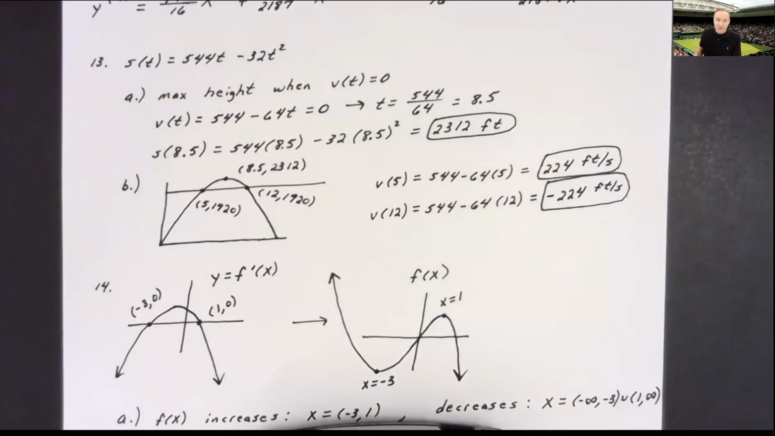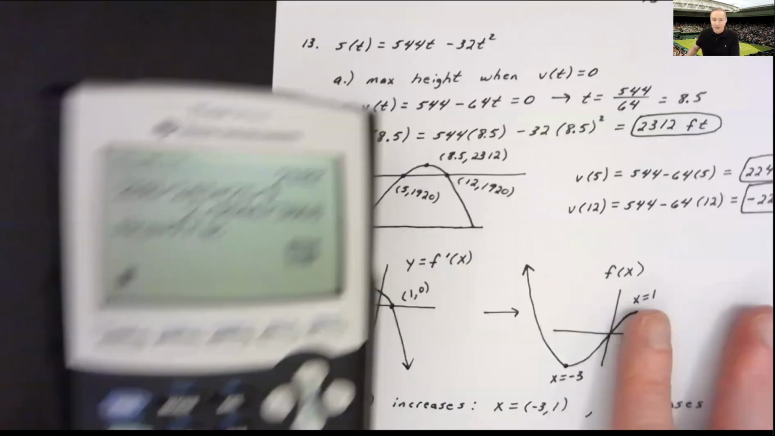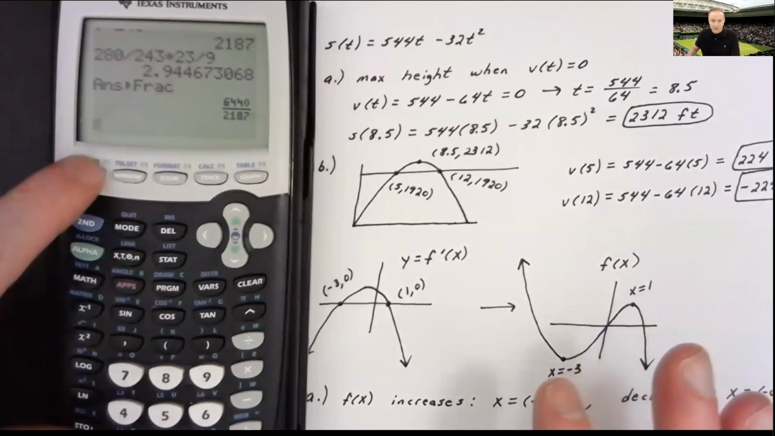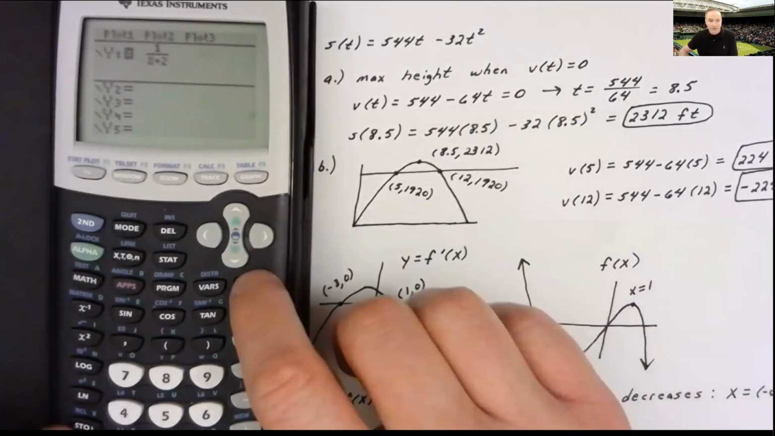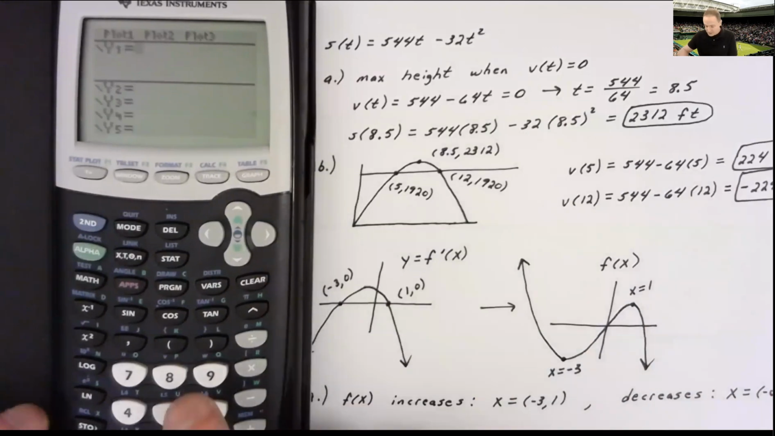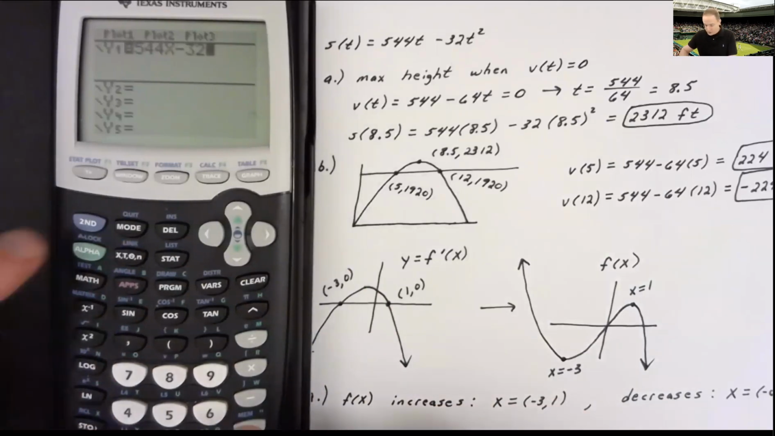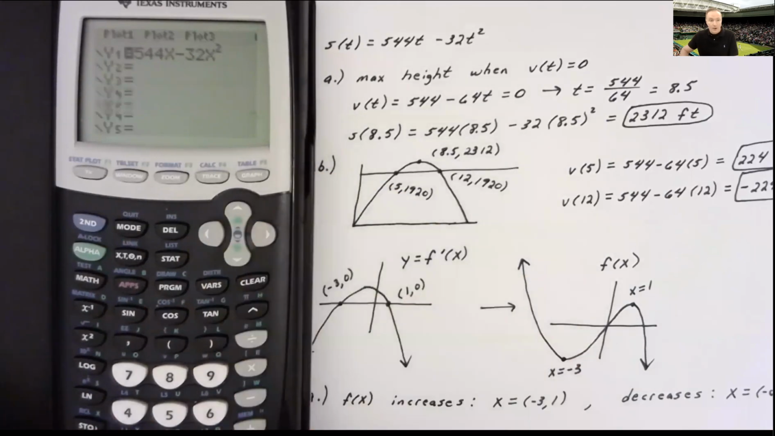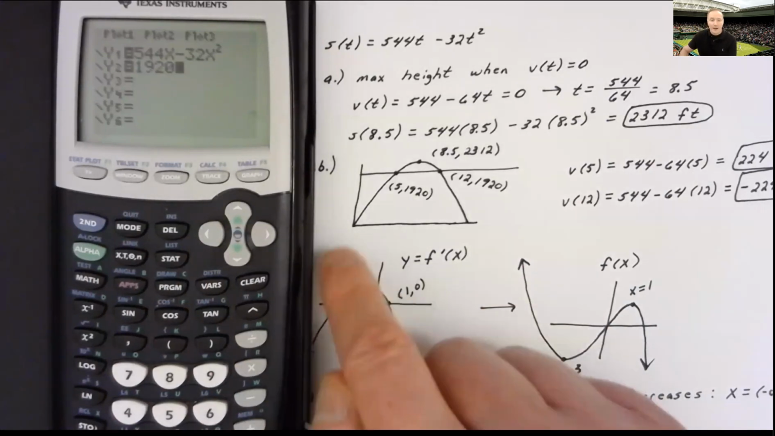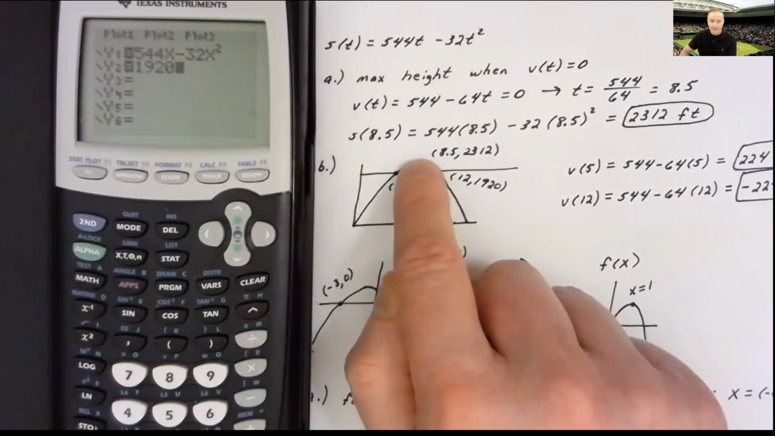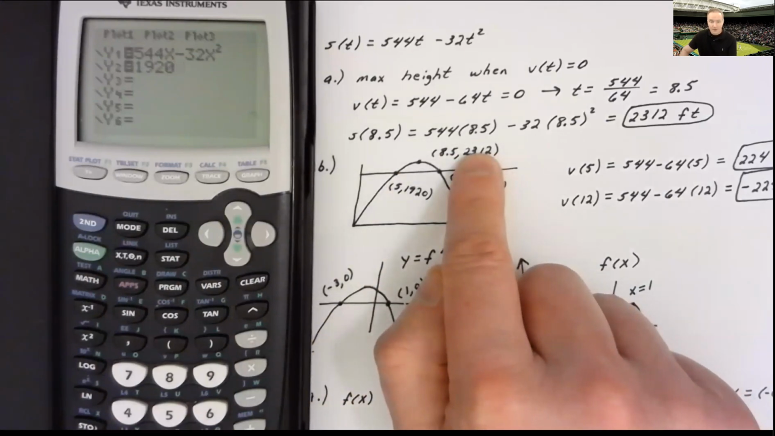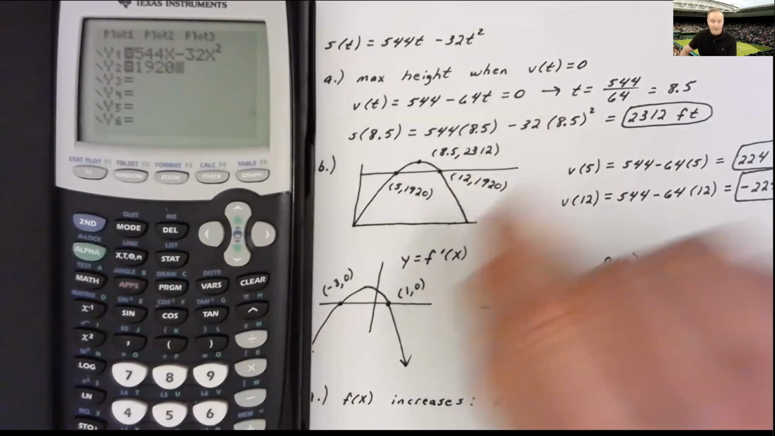So setting the position function equal to 1,920, I have no preference how you do that. I just use the calculator. Again, quadratic formula would be fine too. I'll say y1 equals 544x minus 32x squared. And then my y2, I needed to find when the position is 1,920. So now, I already know that the maximum height is at 8.5, and that occurs at 2,312 feet. I did that without having to graph anything.